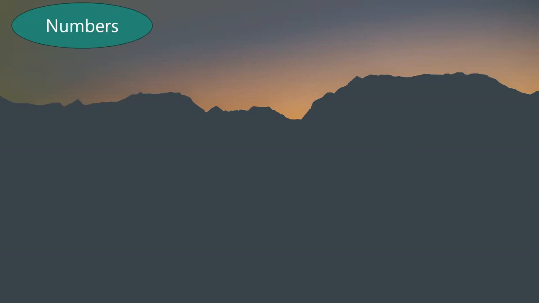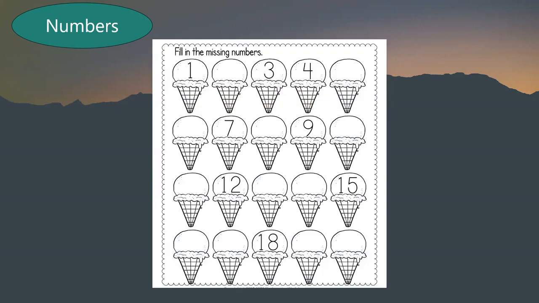You know numbers? So let's see this brain. You have to fill the missing numbers. One after, one before, two, yes, three, four after, five, yeah. Next brain is six, yeah, and seven, eight, nine, ten.